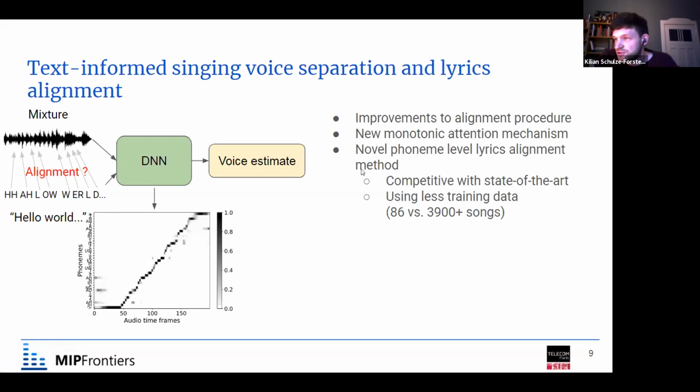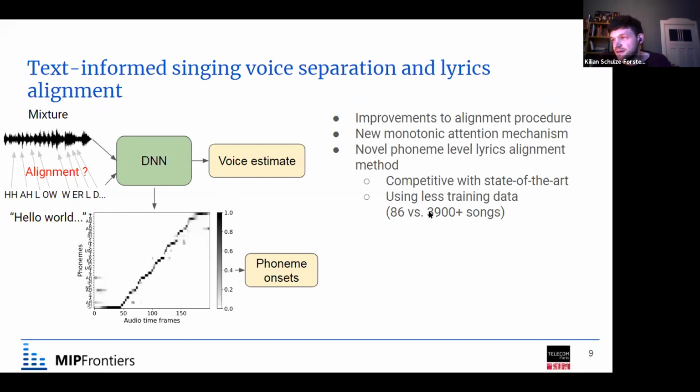And so one contribution was then what's called a new monotonic attention mechanism. And since from this alignment representation, we can estimate the phoneme onsets, this whole thing actually is a new automatic lyrics alignment method that can align phonemes on singing voice that's mixed with other instruments. And we found that this brings quite good results, kind of competitive with the state of the art, while we are using much less data.